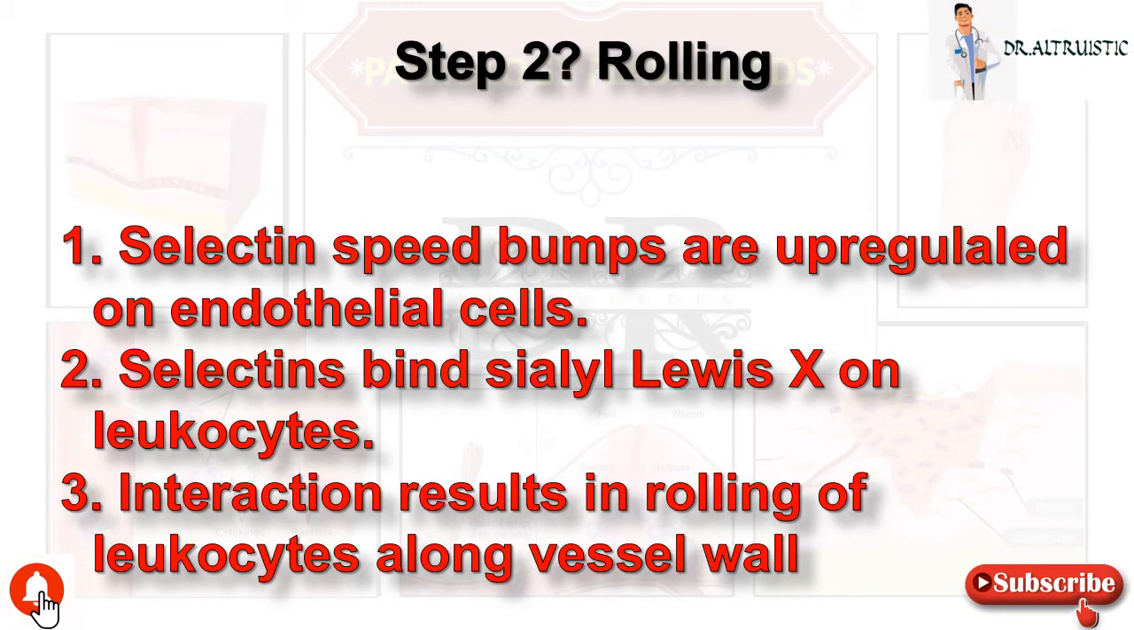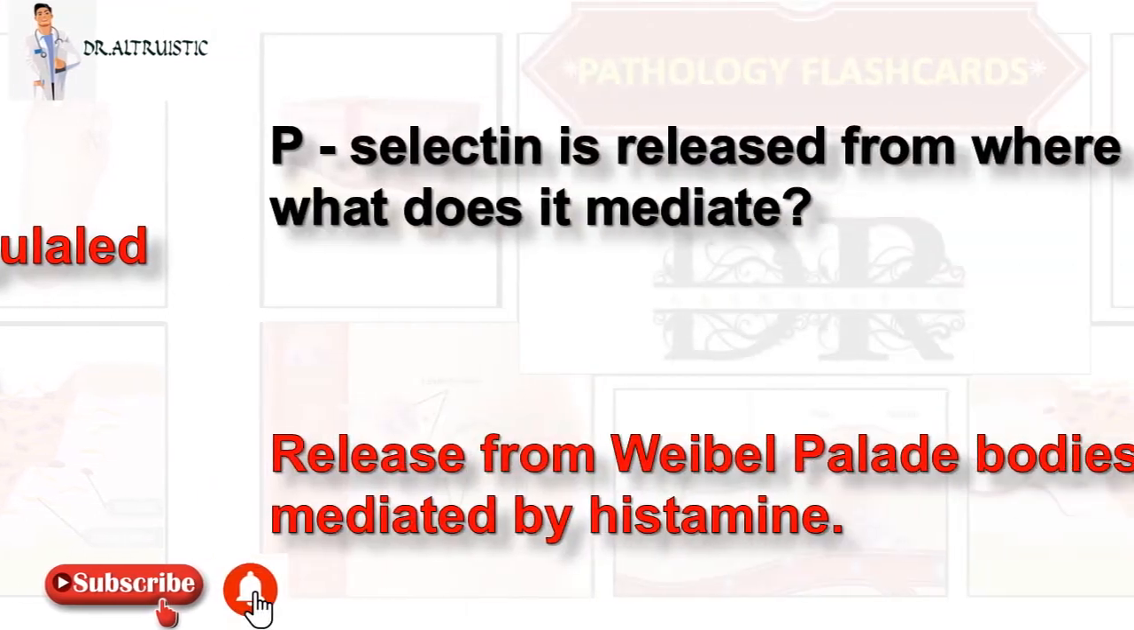Step 2. Rolling. 1. Selectin speed bumps are upregulated on endothelial cells. 2. Selectins bind sialyl Lewis X on leukocytes. 3. Interaction results in rolling of leukocytes along vessel wall.